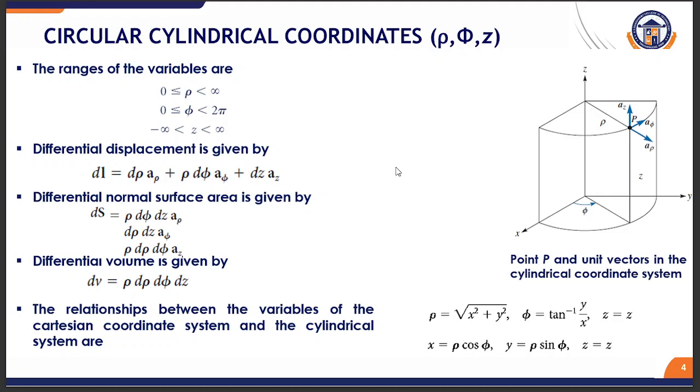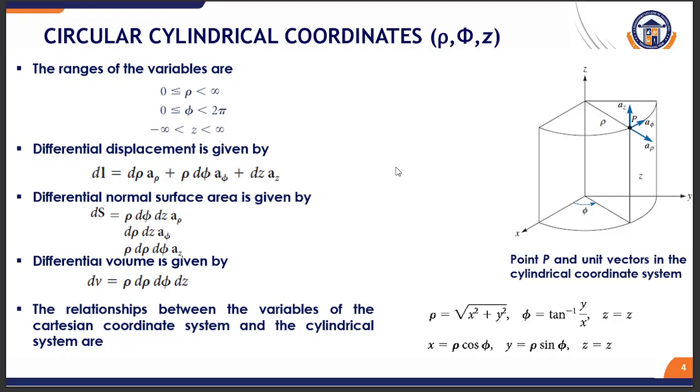Here the variables involved are rho, phi, and z. Rho varies from 0 to infinity, phi varies from 0 to 2 pi, and z varies from minus infinity to plus infinity. Rho is the radius, that is the perpendicular distance from the z axis, and phi is the azimuthal angle. This angle is measured from the x axis in the xy plane, and z is the height, identical to the Cartesian z coordinate.